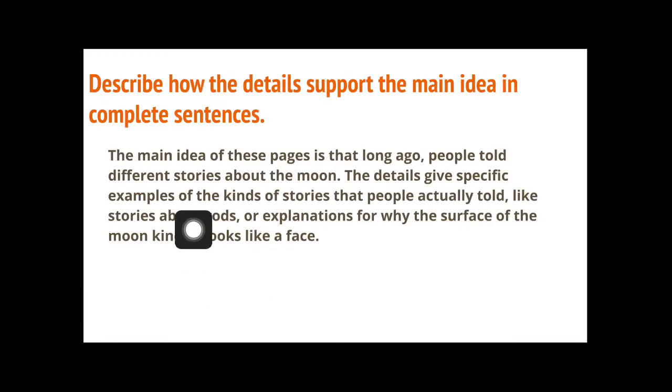So notice how I retold the main idea, and then I told what the details are doing. They're giving examples of the kinds of stories. And to make my work a little bit richer, I even generalized a couple of things that those stories did. They told stories about gods or explained the surface of the moon. So this would be an example of a very good explanation of a main idea and key details. Notice how I wrote how they supported it, and I used complete sentences. That means capital letters and periods at the end.